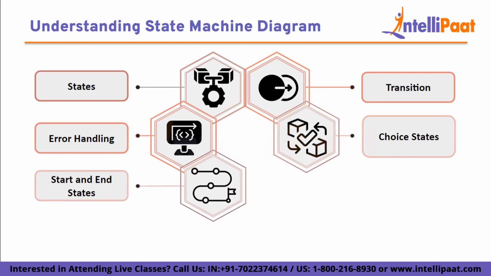Then we have the start and the end states. A state machine diagram typically begins with a start state and ends with one or more end states. The start state initiates the execution and the end state signifies the successful completion of the workflow.